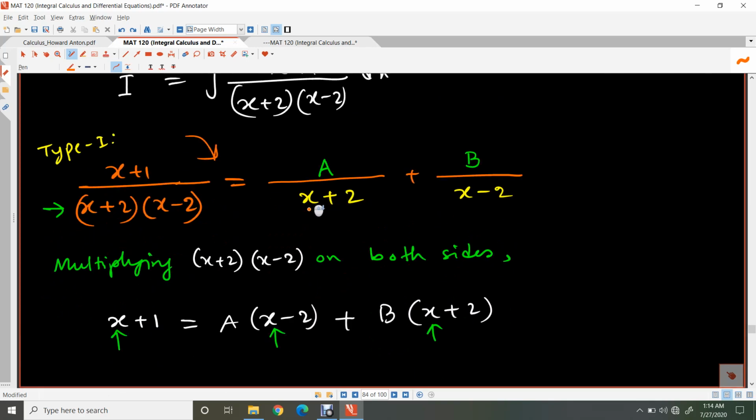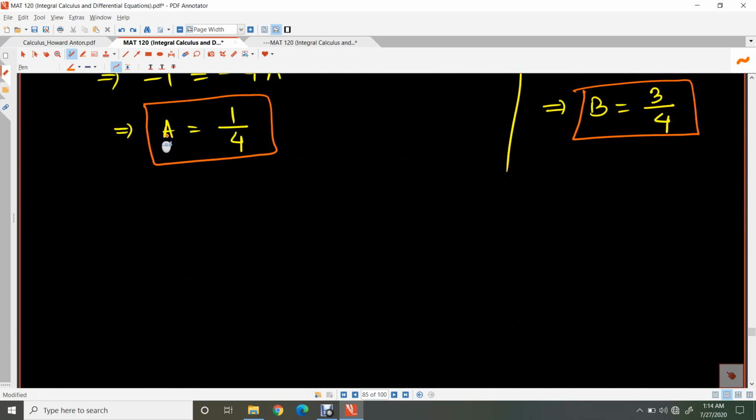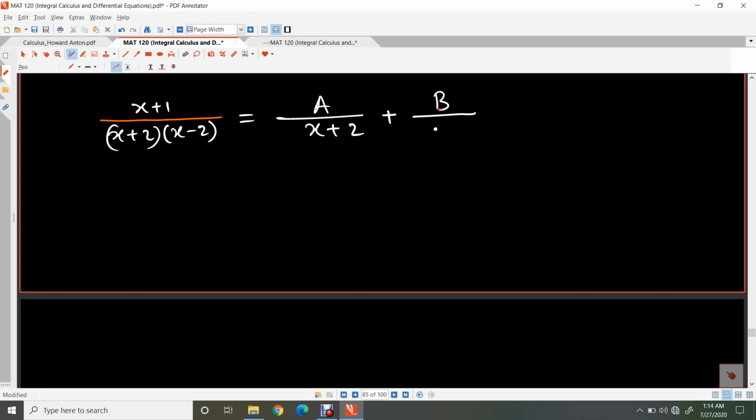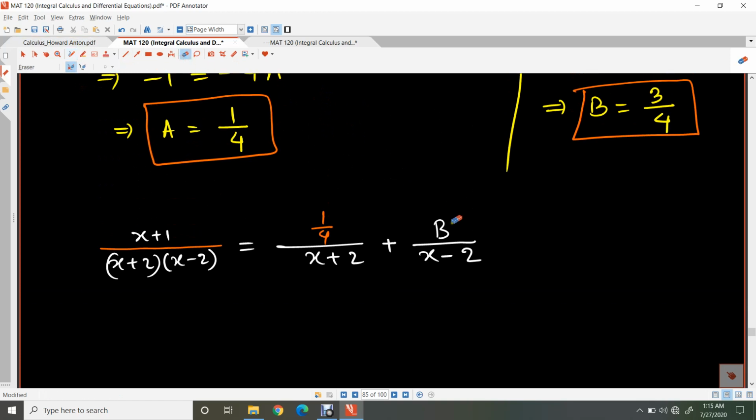Then we can integrate. So (x + 1) over (x + 2)(x - 2) is equal to a over (x + 2) plus b over (x - 2). Now since we have the values of a and b, let's input the value of a here. We have found a as 1/4 and b is 3/4.